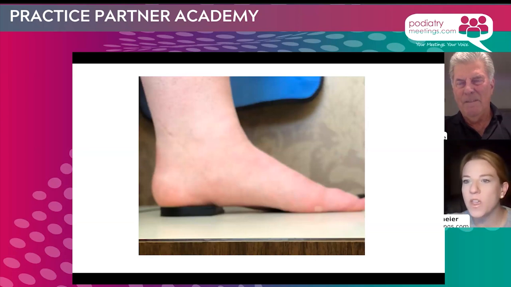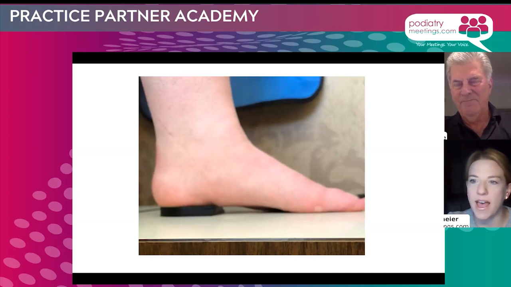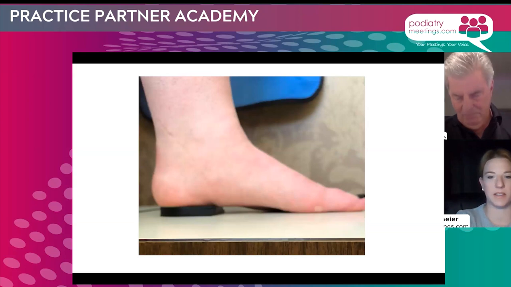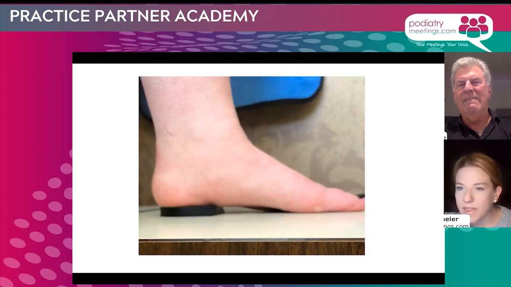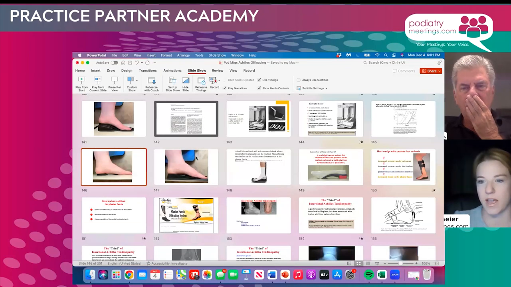All right. Do you agree that the orthoses should have a deep heel cup with the braces? Yes, absolutely. Okay. Let's see. When wearing the wedged brace, how do you manage the contralateral side?